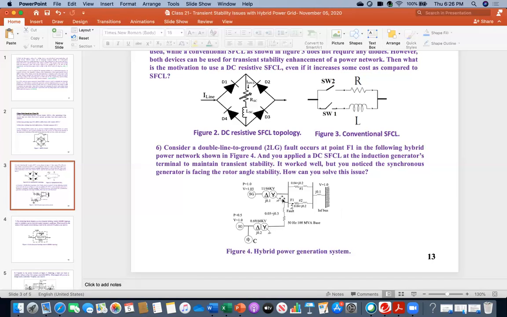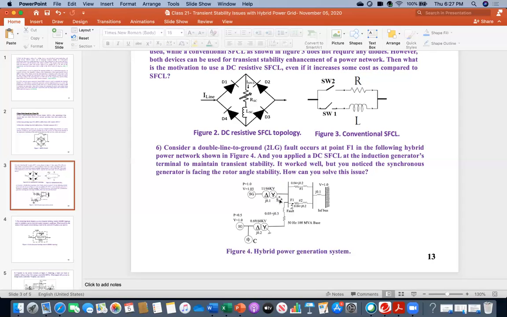Yes, Dr. Ali, I also wrote this. I also wrote the same: one here at the synchronous generator and this DC SFCL at the induction generator, so that it will limit the stability issue at the synchronous generator. Oh, so did you write that you want to put that here, at the terminal of the SG? Did you write that? Still, I did not write it, as I said, I started looking but did not complete. So I'll be looking.